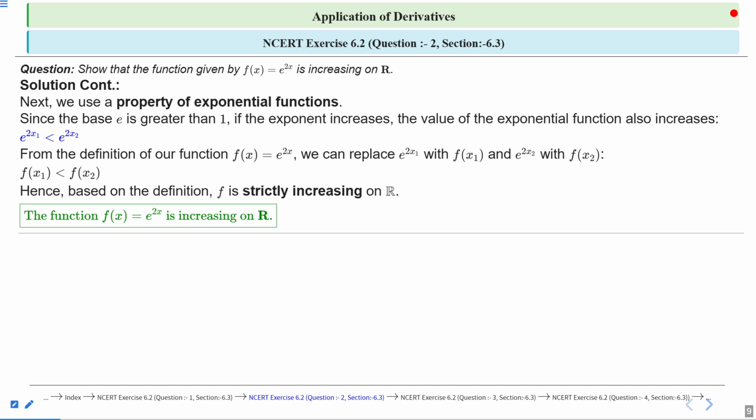So the function f(x) equal to e to the power 2x is increasing on all real values, right? Hence, we can say that the function f(x) equal to e to the power 2x is basically increasing on all reals. Hope it's clear to all.